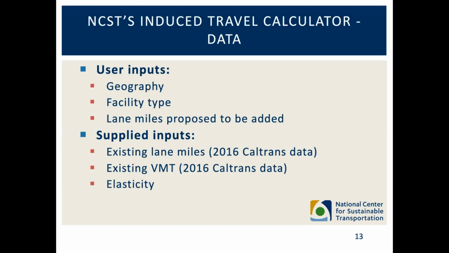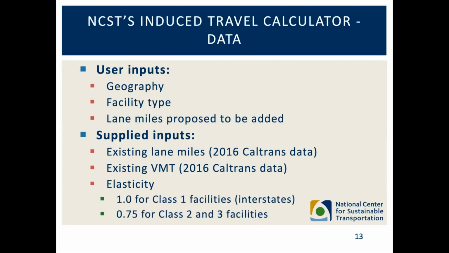So what about the elasticities? The elasticities we use are from the academic literature, which I briefly overviewed, and we explain their selection in more detail on the calculator website. But as you can see, the elasticities we use, 1.0 for class 1 facilities and 0.75 for class 2 and 3 facilities, are squarely within the 0.6 to 1.0 range of 5 to 10-year elasticities reported in the literature for major roads in congested areas, just as Dr. Handy and Marlon Boarnet found in 2014, and just as more recent studies have confirmed.